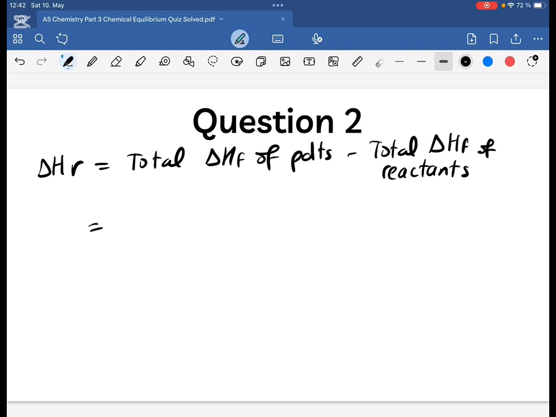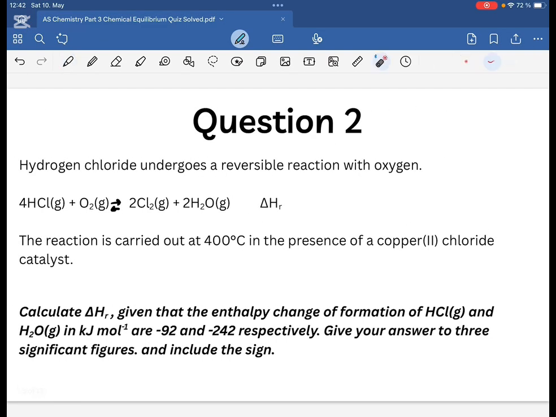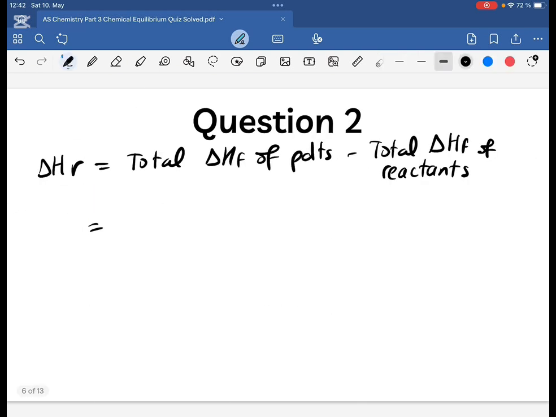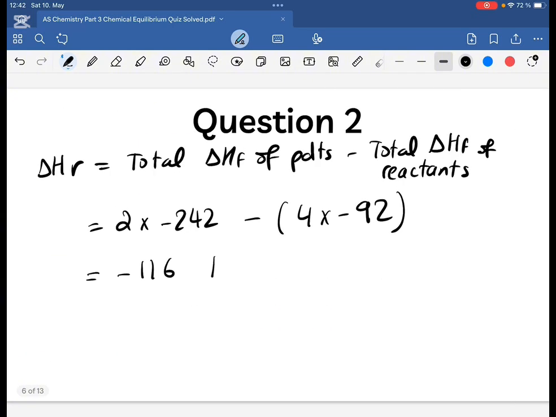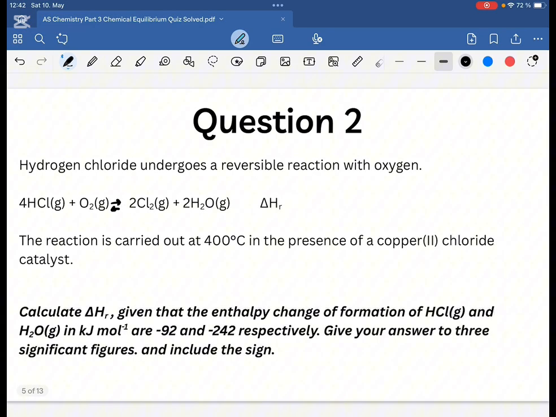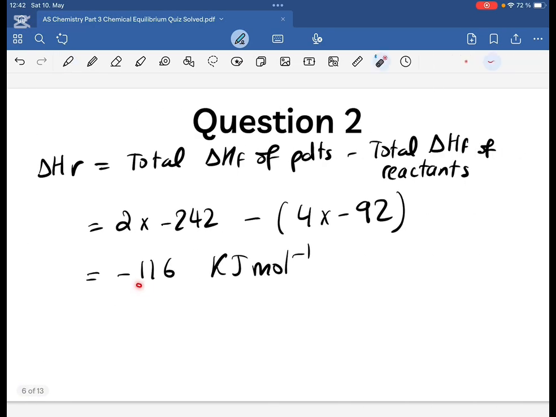And the product is water. So we have water over here, and it was given as minus 242. However, we need to multiply it by 2 because of the molar coefficient. So it's going to be 2 multiplied by minus 242 minus 4 times the value of HCl. Delta H formation of HCl was minus 92. And the answer is going to be minus 116. And the unit is kilojoules per mole.